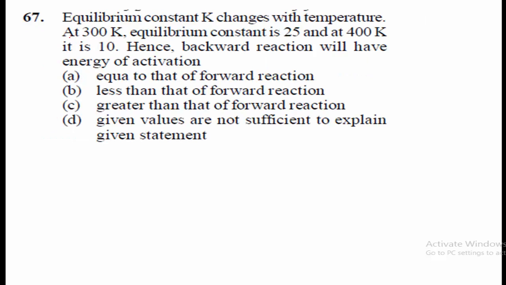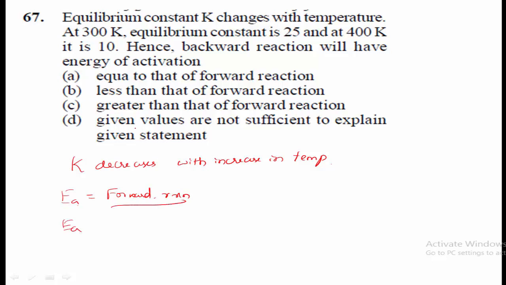Question 67: the equilibrium constant K changes with temperature. At 300 Kelvin the equilibrium constant is 25, and at 400 Kelvin it is 10. Hence, the backward reaction will have what energy of activation? So here remember, K decreases with increase in temperature, that is, the equilibrium constant decreases with increase in temperature, and the forward reaction is exothermic. Hence Ea, the activation energy for the forward reaction, is considered as Ea, and for the backward reaction, which they asked about, it is considered as Ea dash.